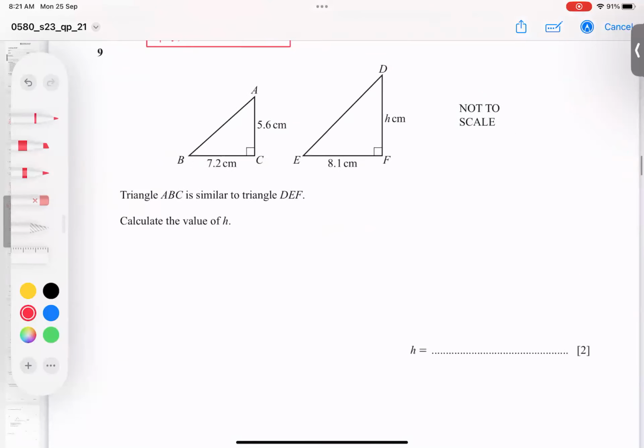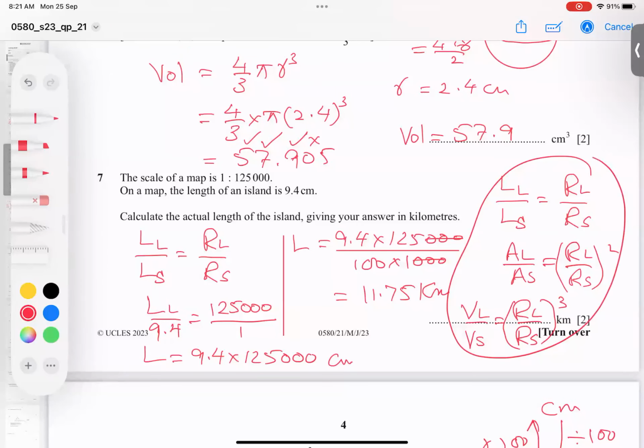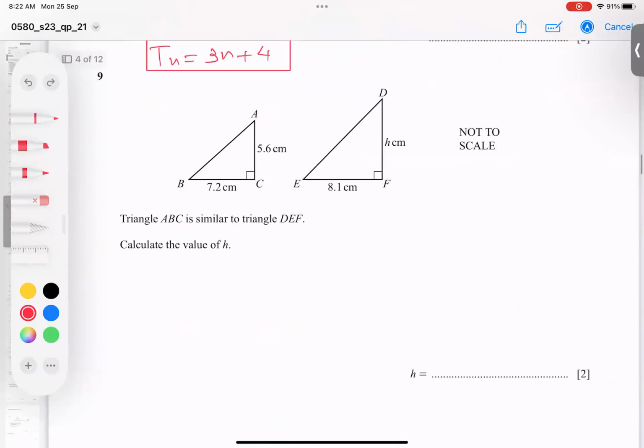Question number 9, he said that he has given similar shapes. Again, I will use these 3 formulas. I can use any one, so it depends upon what is required. He said find h. So this is the height of the larger, height of smaller, base of larger, base of smaller. So we have 2 shapes, one large, one small.